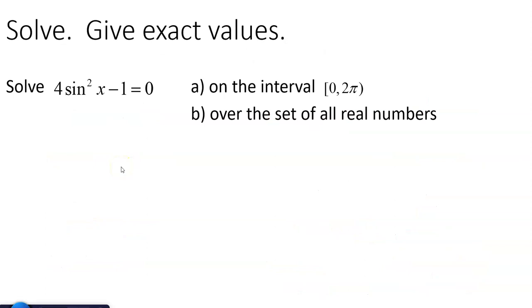All right, this one says solve and give exact values in two different ways. One on the interval from 0 to 2 pi, and one over the set of all real numbers. So how do I do this? 4 sine squared x minus 1 equals 0. So start by adding a 1 to both sides. And I get 4 sine squared x equals 1. Divide both sides by 4. And I get sine squared x equals a quarter. Square root of both sides.